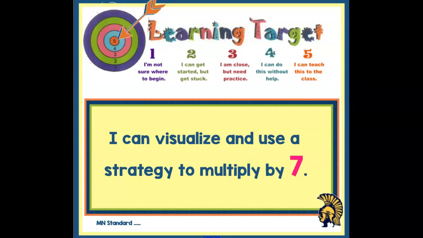So our learning target for today is I can visualize and use a strategy to multiply by 7. So if we think about our 7s, that's usually one of the most tricky facts for most students. So the song is usually really helpful, which we're going to sing in a little bit. Otherwise, decomposing it into a 5 and a 2 or a 6 and a 1 would be ways to make it a little bit easier if you can't remember your 7s.